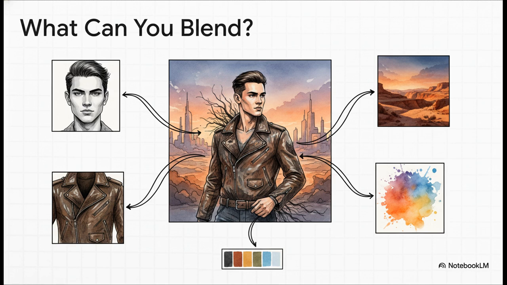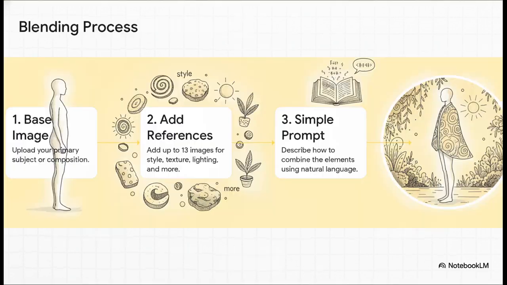And then just tell the AI to fuse it all together logically. This is an absolute game changer for creating specific on-brand content. And the process itself is surprisingly simple. First, you just upload your main image. Then you start adding your reference images, up to 13 more of them for things like style, texture, or light. And finally, you just write a simple sentence telling the AI how to put it all together.